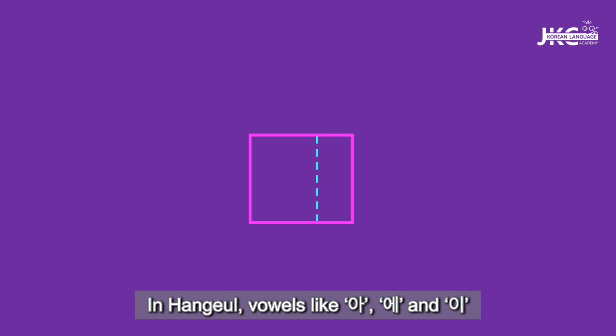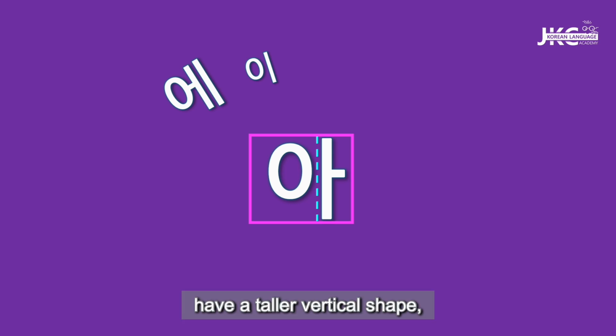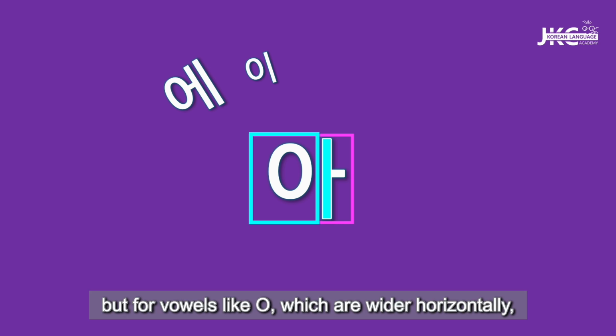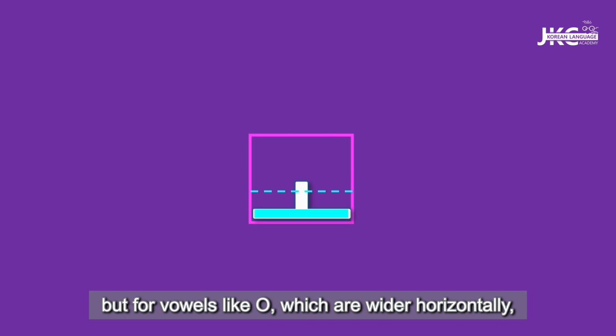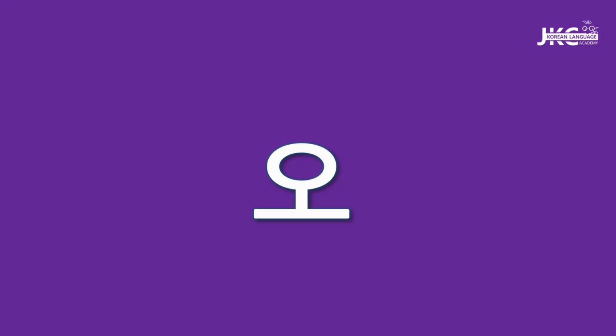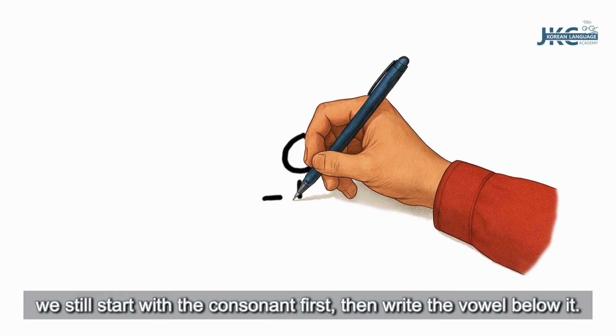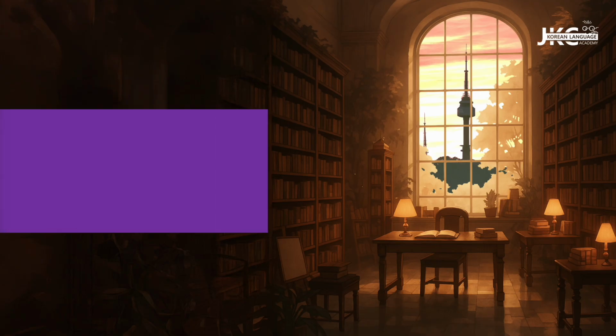In Hangul, vowels like A, E, and E have a taller vertical shape, so the consonant is written on the left side of the vowel. But for vowels like O, which are wider horizontally, the consonant goes on top of the vowel. When writing these syllables, we still start with the consonant first, then write the vowel below it.